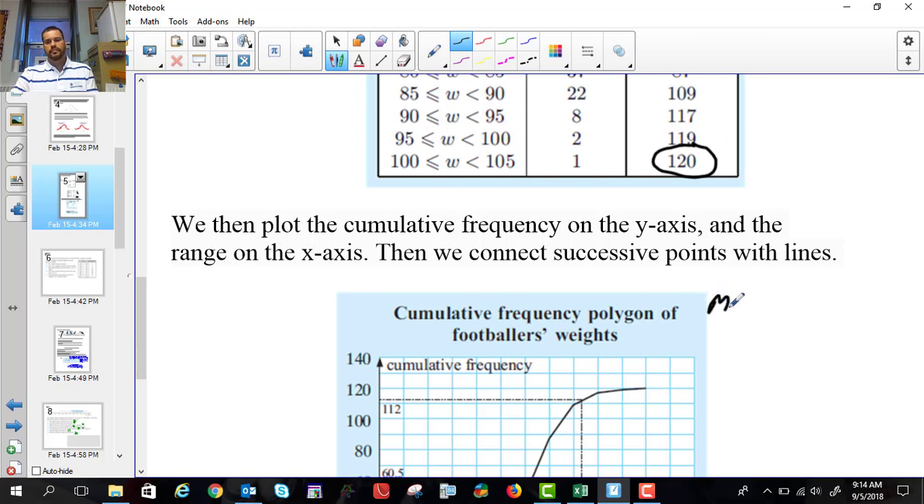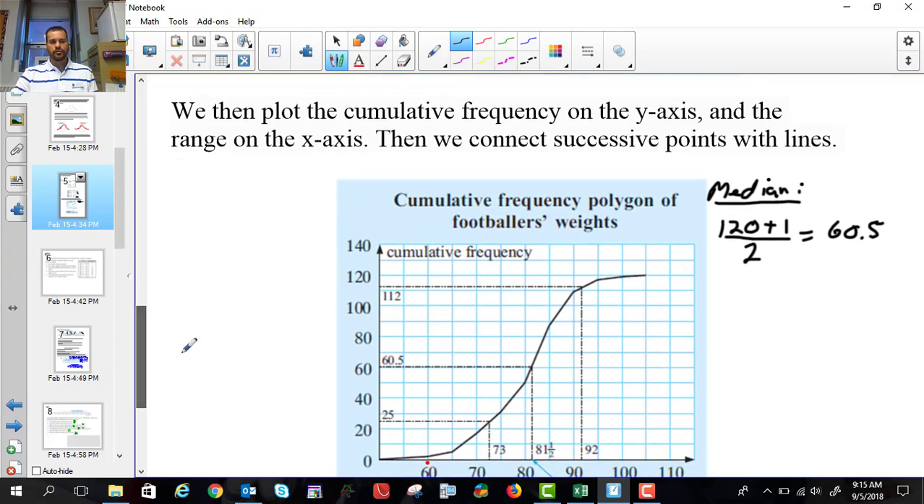So the median, if you remember in terms of how to calculate it, we take 120, we add 1, and then we divide by 2. And that tells me what the middle number is. So the middle number is the 60.5 number.